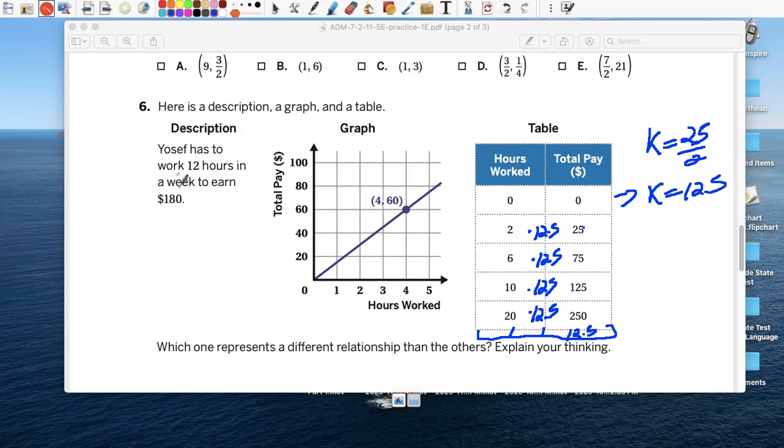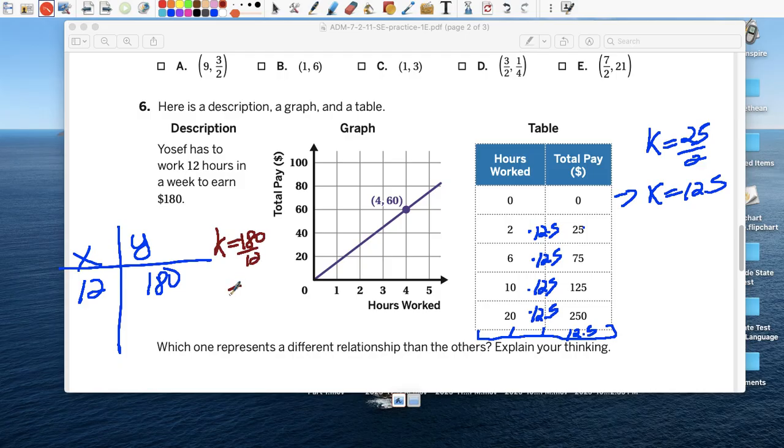But here, Joseph has worked 12 hours and makes 180 bucks. Well, okay. He works 12 hours, makes 180 bucks. Let's see if the constant of proportionality is 12.5. Well, k, 180 divided by 12. 180 divided by 12 is 15. This is times 15. So he doesn't make the same amount I do. He makes $15 an hour, right? Because if he had 1 hour of work, he would make 15. Is that the same as this one?